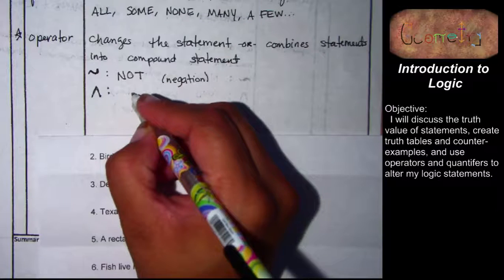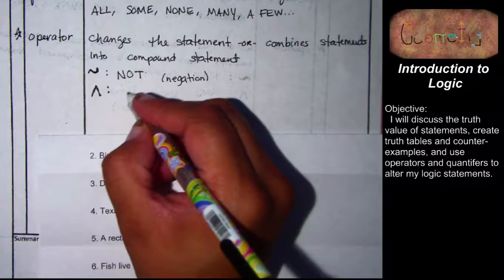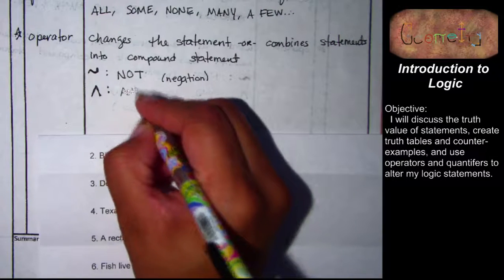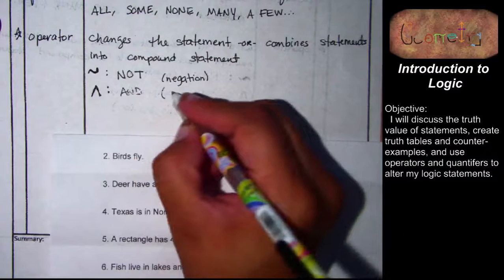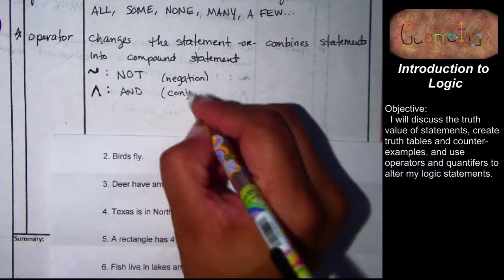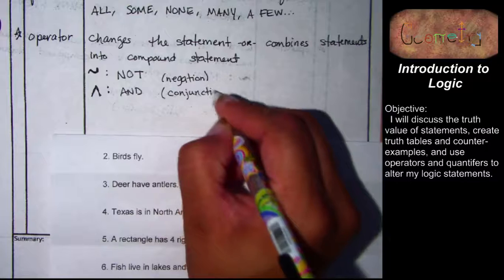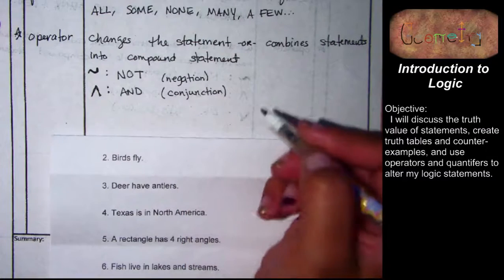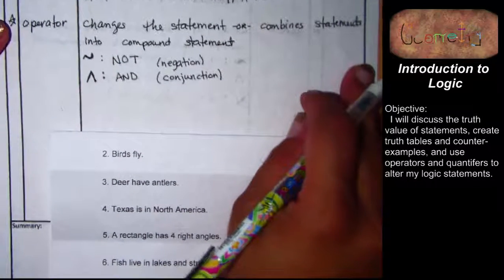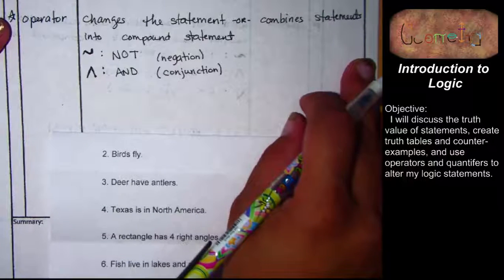This one's our next operator. This is the operator and. It's called a conjunction. Conjunction, junction, what's your function? Oh, you know this song.